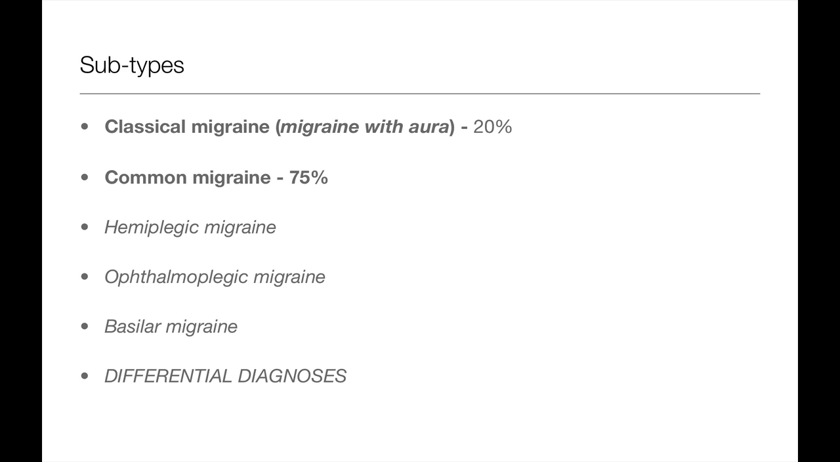Much more importantly, there are lots of different subtypes of migraine. The two most common subtypes that you'll come across are classical migraine and common migraine. Classical migraine, or migraine with aura, accounts for about 20% of migraines, while common migraine, that's migraine without aura, is about 75%. There are also some other important types to be aware of, including hemiplegic migraine, ophthalmoplegic migraine, and basilar migraine. However, these are all quite rare, cumulatively accounting for around 5%.